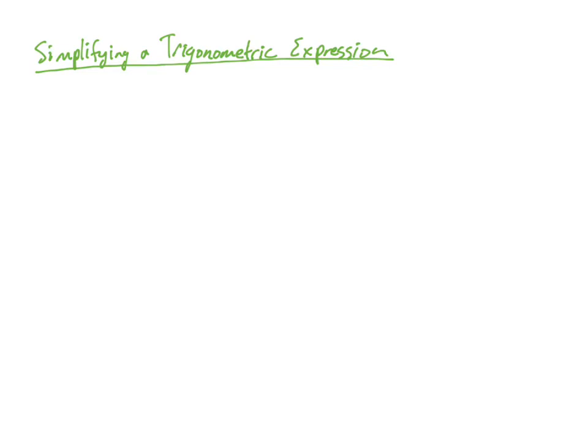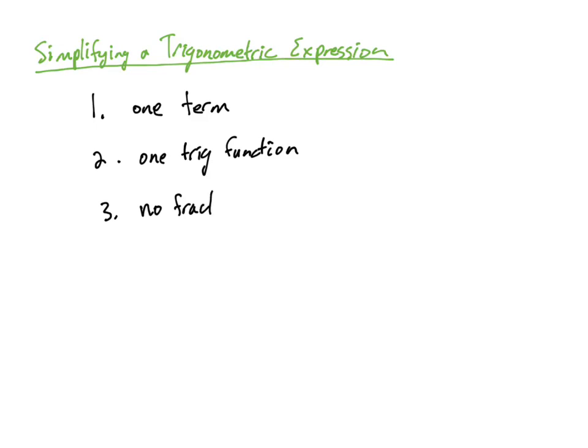and simplify it down. And what we mean by simplifying, we want to get down to a single term if possible. We want to get down to one trig function if possible. So if we have an expression that has sine and cosine in it, we want to get everything just in terms of sine, for example. And then lastly, we don't want any fractions. And all of these are if possible. We may not always be able to achieve each of these three items, but that's going to be the goal. So let's look at a straightforward example here.